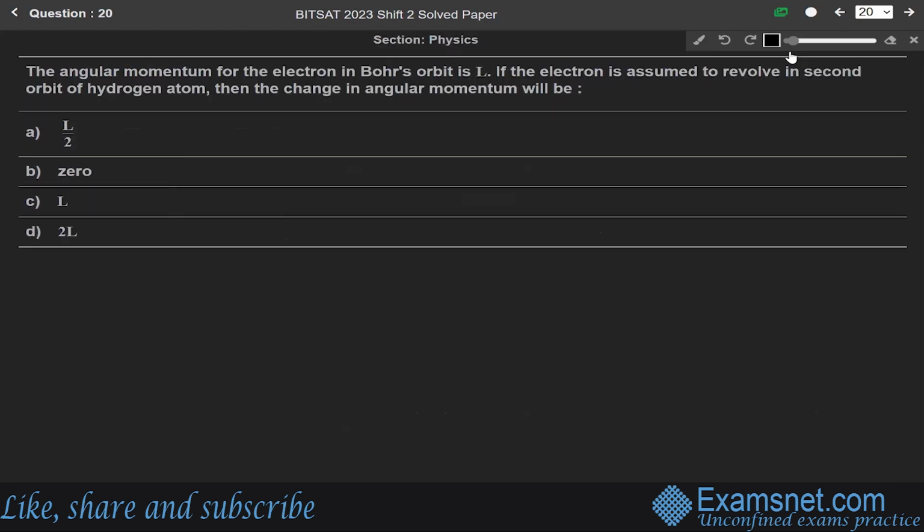Now next question 20. The angular momentum for the electron in Bohr's orbit is L. If the angular momentum is assumed to revolve in second orbit of hydrogen atom, then the change in angular momentum will be.